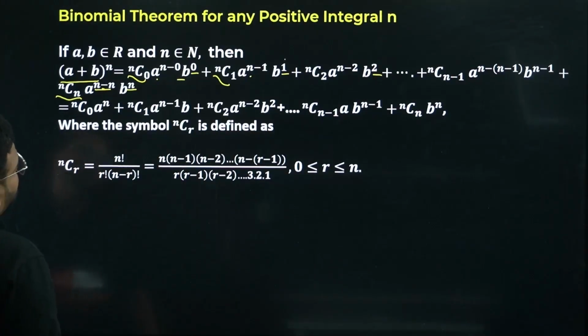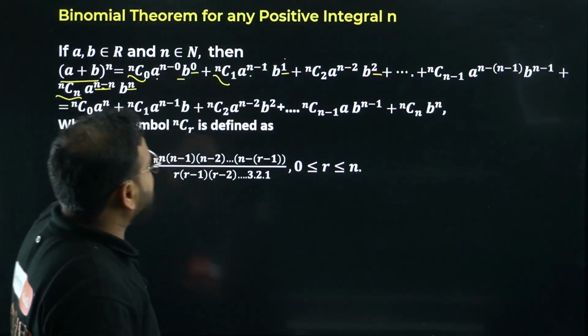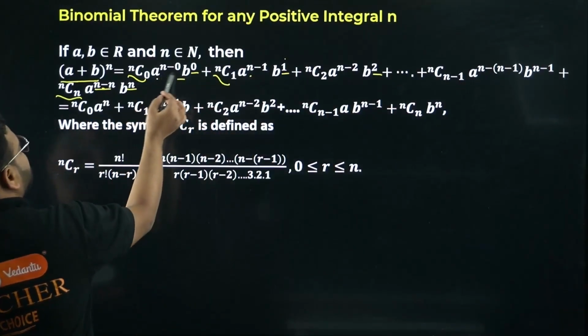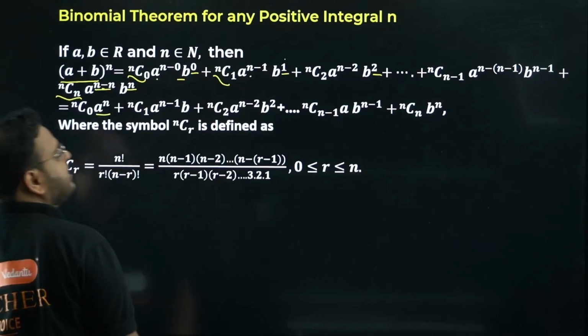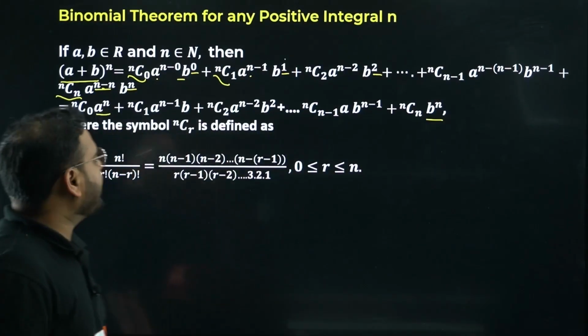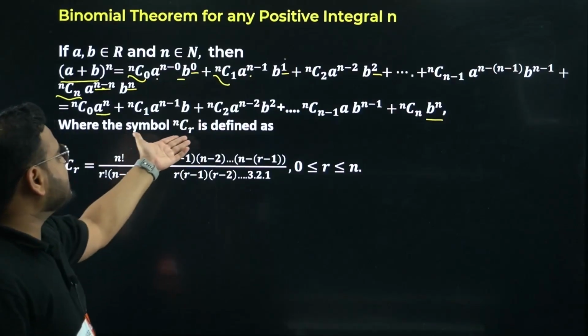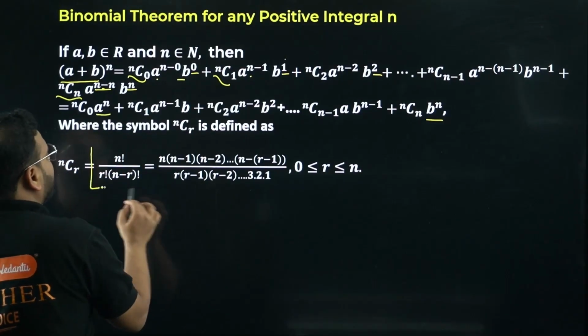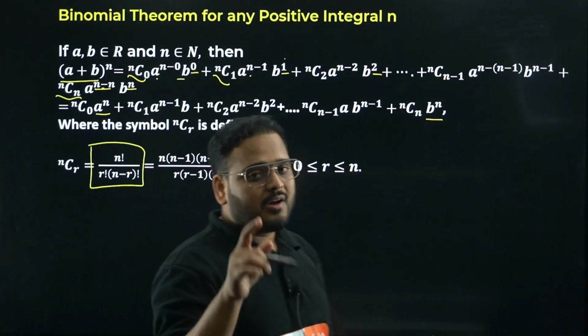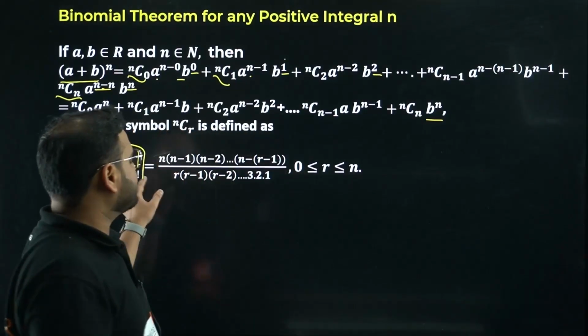So this is the right final answer they've written, same thing. Over here b power 0 is there, so we don't write b, and over here a power 0 is there, that's why we don't write a. Got my point? The symbol nCr represents n factorial upon r factorial into (n minus r) factorial. You know that already from the concept of permutation and combination. This is the combination definition.